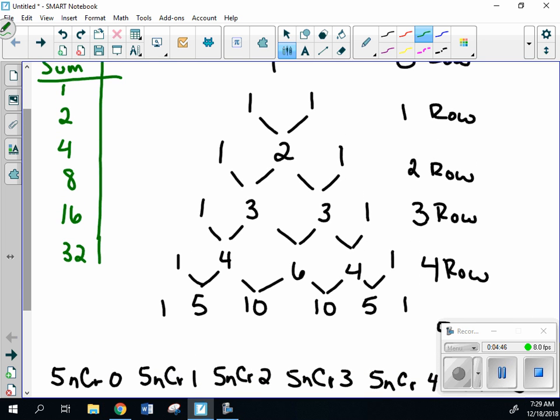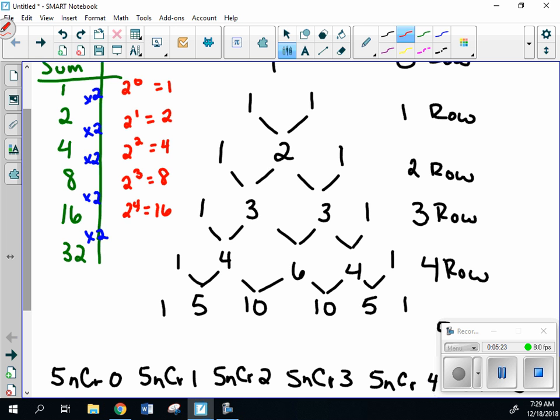So, 1, 2, 4, 8, 16, 32. What are we doing each time? Each time here, we are multiplying by 2. Again, there's a trick in order to figure this out. If you want the actual equation here, if you think about this, 2 to the 0 is 1. 2 to the first is 2. 2 to the second gives us that 4. 2 to the third gives us 8. 2 to the fourth gives us 16.